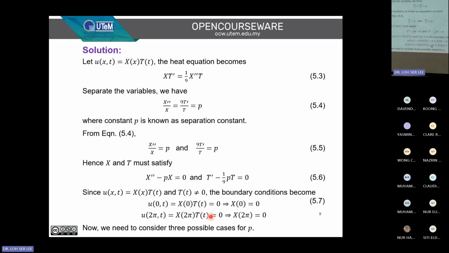Okay, same goes to this one. Your t is not 0. Okay, so your X(2π) is the one to be 0. This is not 0, but this one equals 0. That's why this equals 0. Okay, remember your T(t) is not 0. So from the two boundary conditions, we get these two. Next we will start to consider the three possible cases for p.